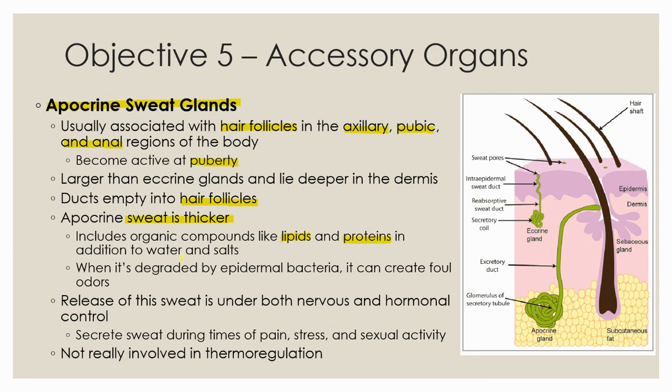And what will happen is bacteria will get a hold of these and they'll degrade them, and that's what can actually create some pretty foul odors. So you tend to have a smell in those areas where you have apocrine sweat glands when you release that sweat. Now, this is more of a hormonal control type of sweat. This is the type of sweat that you may experience when you get really nervous, or under stress or sexual activity. This really isn't about thermoregulation. This is more just about a hormonally controlled sweat release.